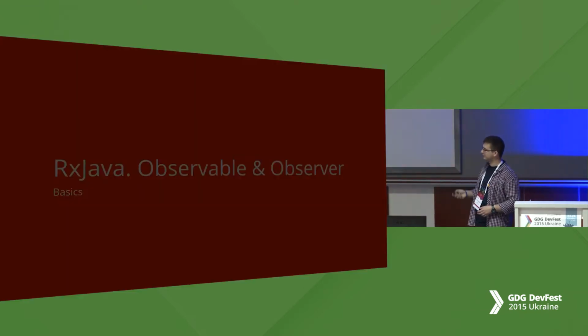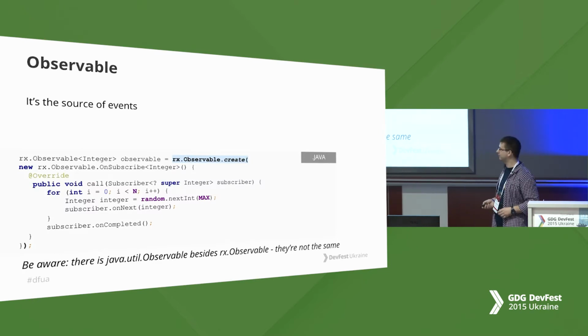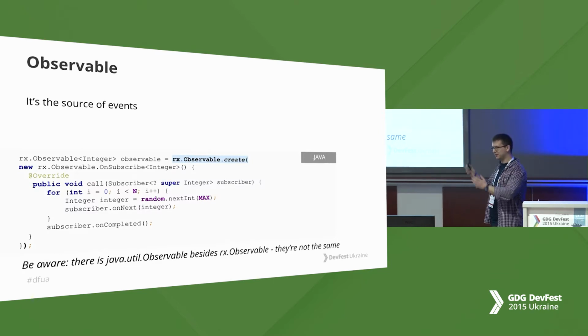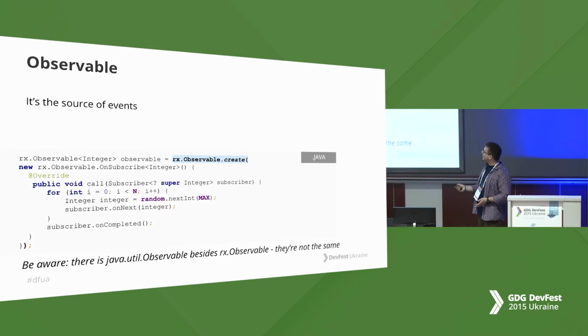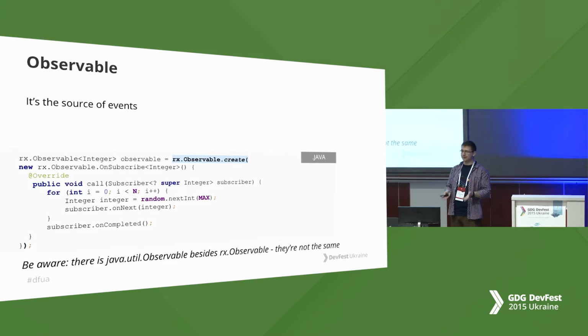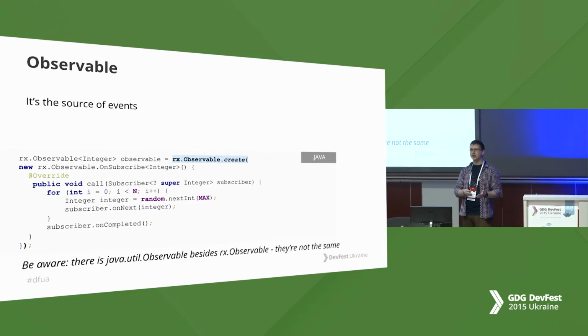Observable and observer. A lot about these things, but they are basics. I will tell you a theory later. Now we will look just at how to do it. Here you see a basic creation of an observable, and this is a source of events. How to make events, and how these events can be asynchronous.